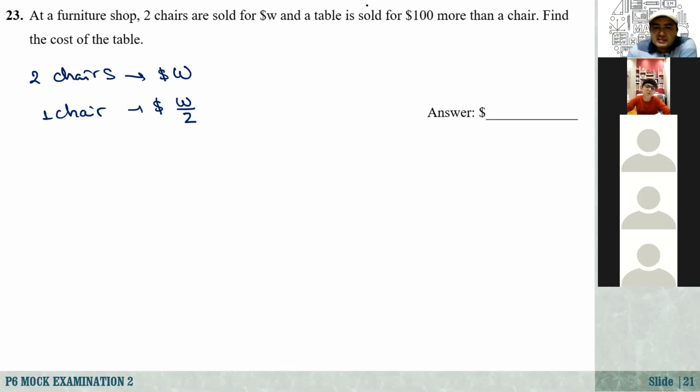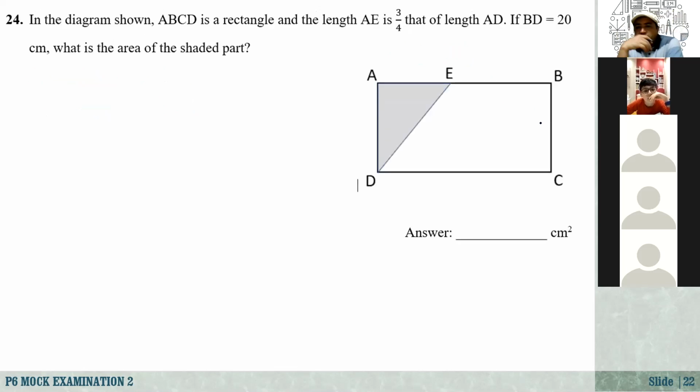Okay, now in the question it says that a table is sold for $100 more than a chair, right? 1 chair. So we know that the price of 1 chair is W/2, and the table is $100 more expensive. So we have to add 100 here. So the answer is W/2 plus 100. So that is the cost of 1 table. Yes. All right, guys, let's move.